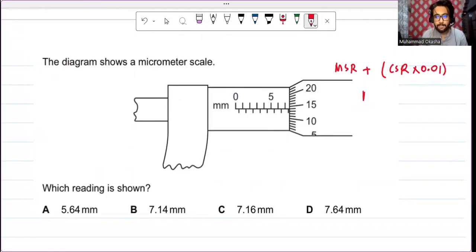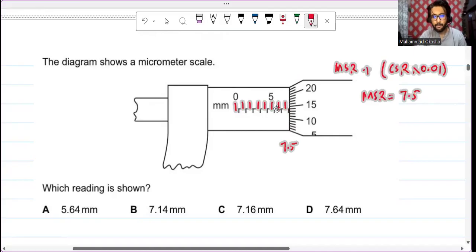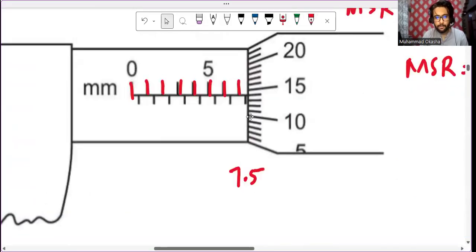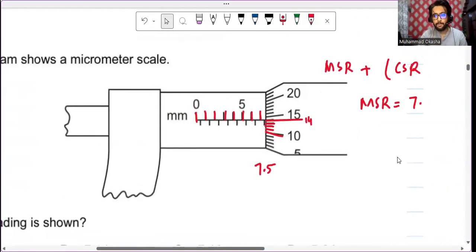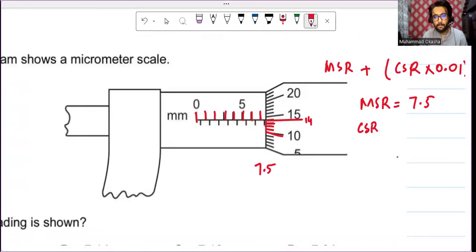So in this case, the main scale reading is 0, 1, 2, 3, 4, 5, 6, 7, and this is going to be 7.5. Main scale reading is 7.5 millimeters. I'll write millimeters by the very end. If you follow the circular scale reading very carefully, let's see, this is 10, 11, 12, 13, 14. Circular scale reading would be 14. So CSR is going to be 14.